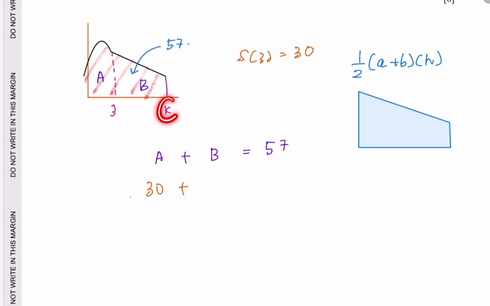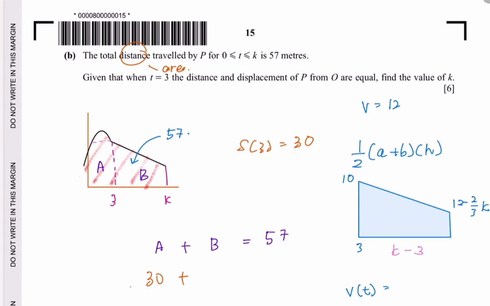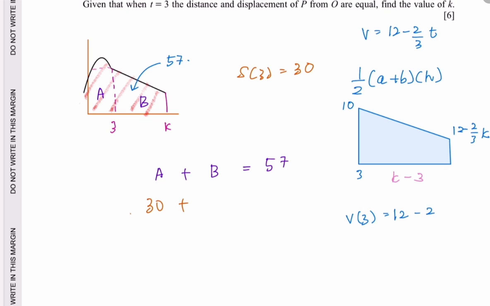So k minus 3, when time is equal to 3, then my v is 12 minus 2 over 3 t. My t is 3, so it's going to be 12 minus 2 over 3 times 3, this one is cancelled out, so this one will be 10. Here, the height will be 10. At t equals 3, the height will be 10.